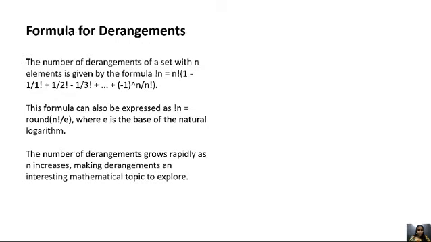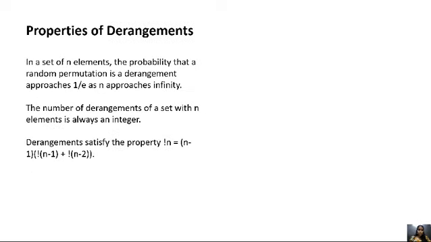Formula for derangements. The number of derangements of a set with n elements is given by the formula !n equals n factorial times (1 minus 1 by 1 factorial plus 1 by 2 factorial minus 1 by 3 factorial plus and so on plus minus 1 power n by n factorial). This formula can also be expressed as !n equals round of n factorial by e, where e is the base of the natural logarithm. The number of derangements grows rapidly as n increases, making derangements an interesting mathematical topic to explore.